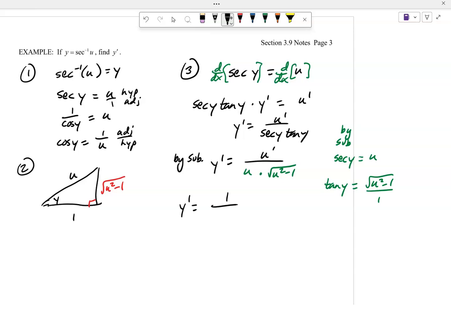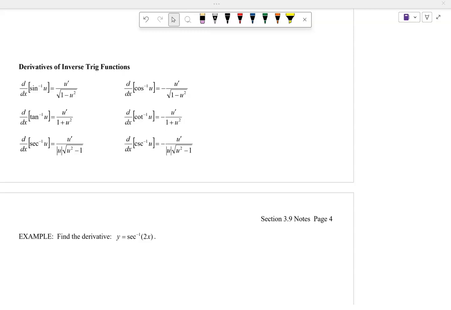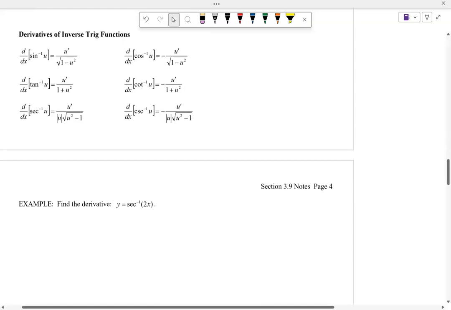I like to think about it as 1 over u square root of u squared minus 1 times chain rule, u prime. And that's the derivative of the arc secant of u. Well, we won't do all of them, but here's the rest of those rules for the derivatives of inverse trig functions. So let's go ahead and start using the rules with this example here.